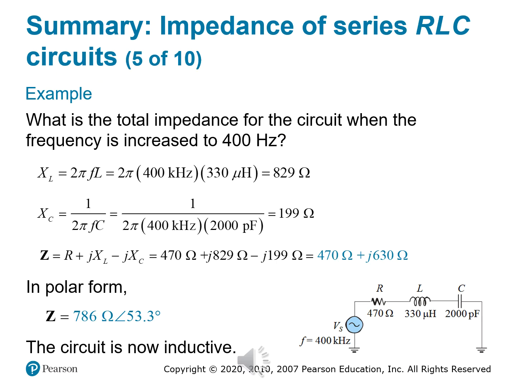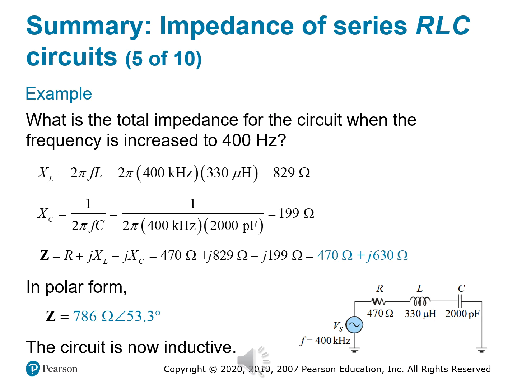We're still using the same components where R is equal to 470 ohms, the inductance is 330 microhenries, and the capacitance is 2000 picofarads. But this time the frequency is cranked up to 400 kilohertz. And let's go ahead and redo our calculations. X sub L becomes 829 ohms. X sub C drops to 199 ohms.